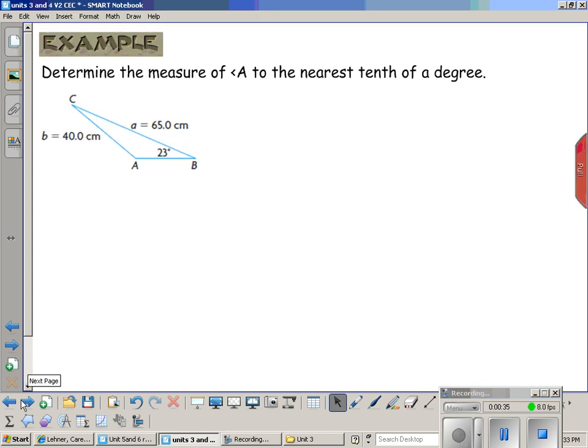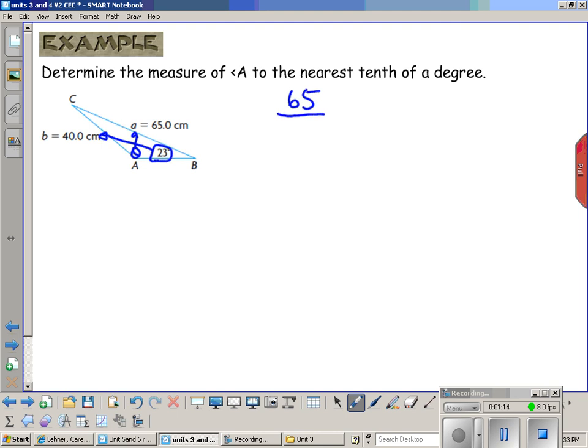This is going to be very important when we're solving problems using the sine law. We want to determine the measure of angle A to the nearest tenth of a degree. So we have to determine whether we are going to use the law of sines or the law of cosines. In this case, we are given two sides and an angle, but the angle is not included between the two sides. Therefore, we are going to be using the sine law. What we want to find is angle A. We do know its opposite side measure, and we do have another set of opposite measurements.